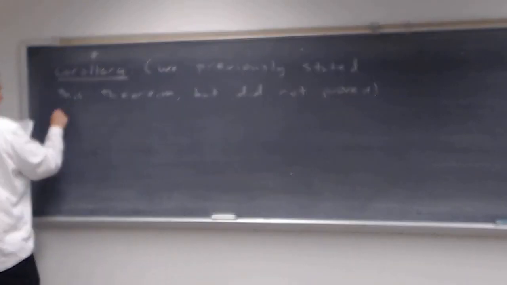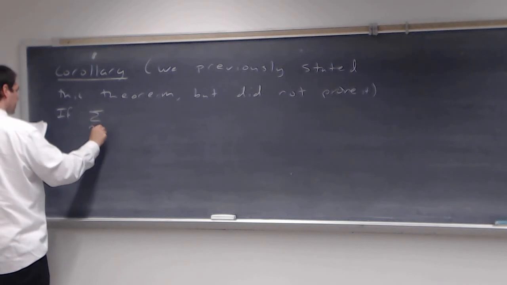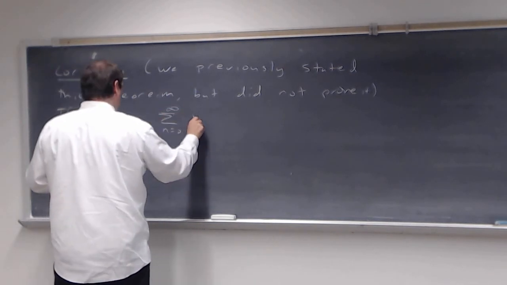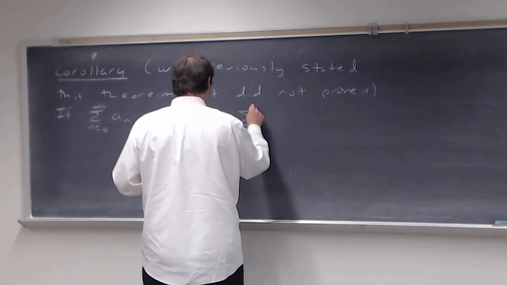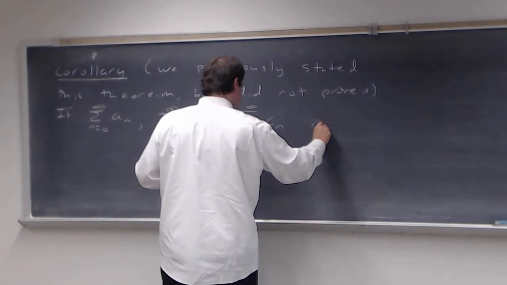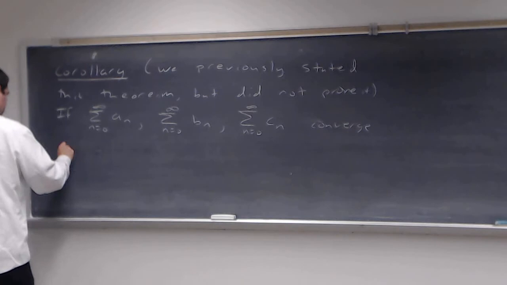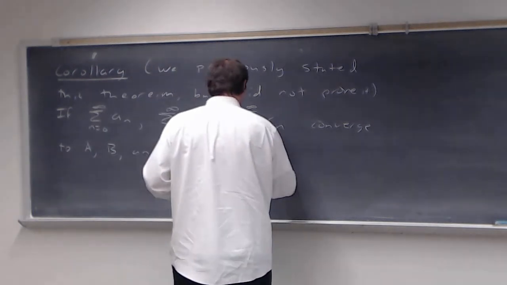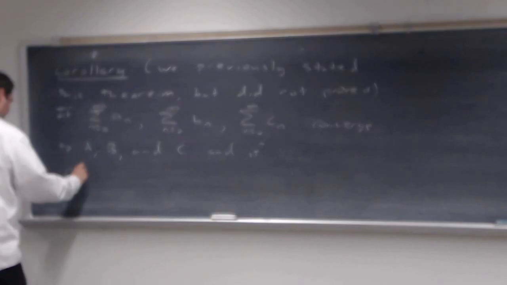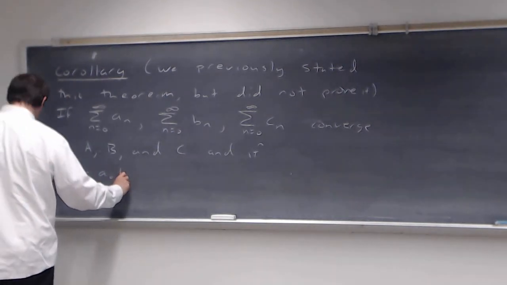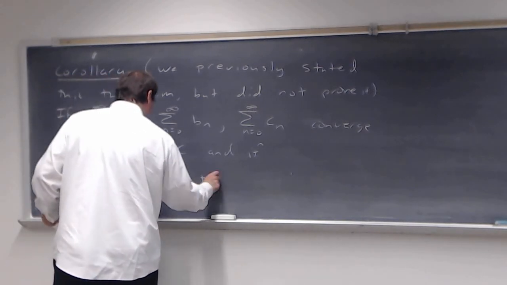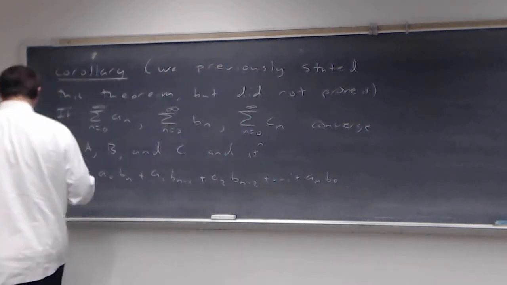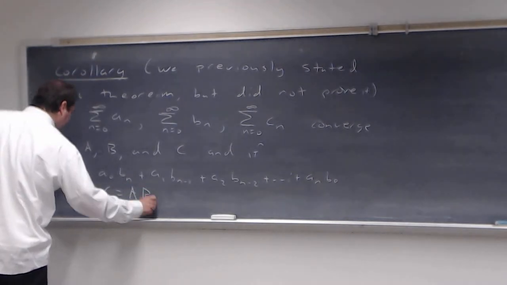It says, if the summation as n runs from 0 to infinity of a sub n, the summation as n runs from 0 to infinity of b sub n, and the summation as n runs from 0 to infinity of c sub n converge to A, B, and C, and if the c sub n's are equal to a sub 0 b sub n plus a sub 1 b sub n minus 1 plus a sub 2 b sub n minus 2 plus all the way up to a sub n b sub 0, then C is equal to A times B. Okay.